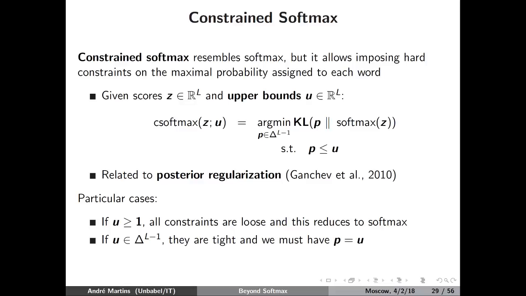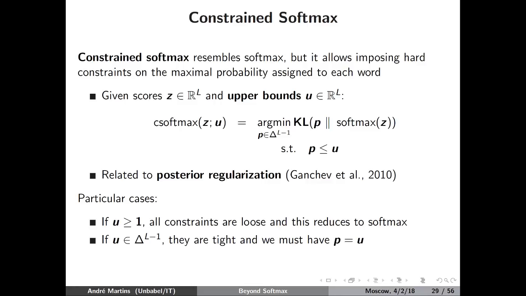And the way we define it, it's super simple. It's basically the probability distribution P that minimizes the KL divergence between P and the softmax transformation, subject to these constraints. This is the vector of upper bounds, the U vector. So the constraint is that P cannot exceed these upper bounds. So it's basically the distribution closest in terms of the KL divergence to the softmax, but satisfying these constraints.